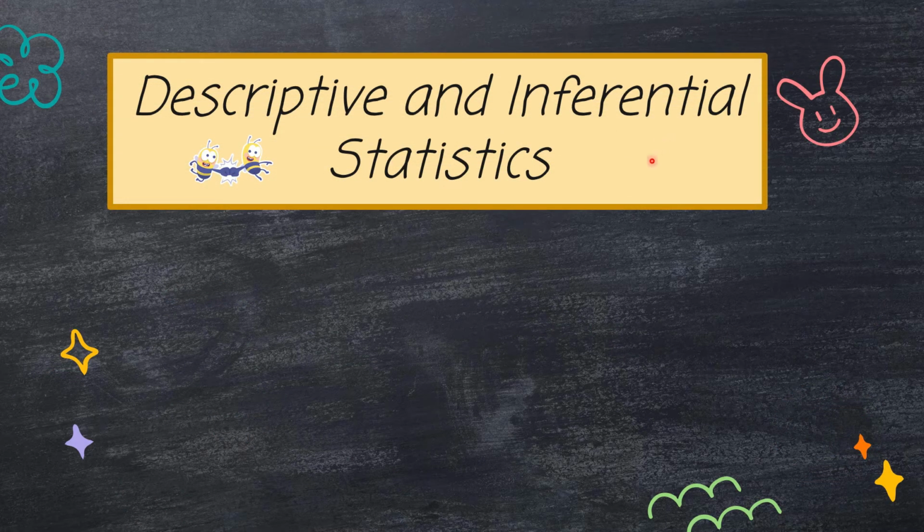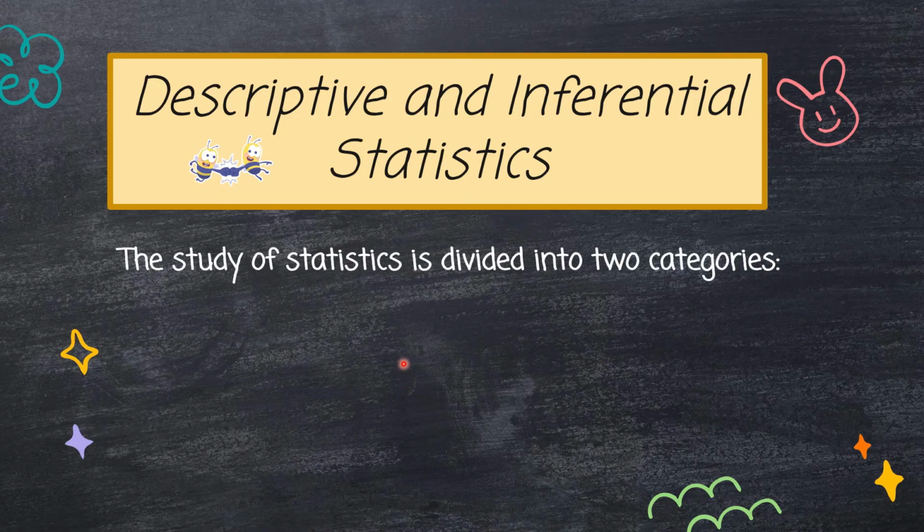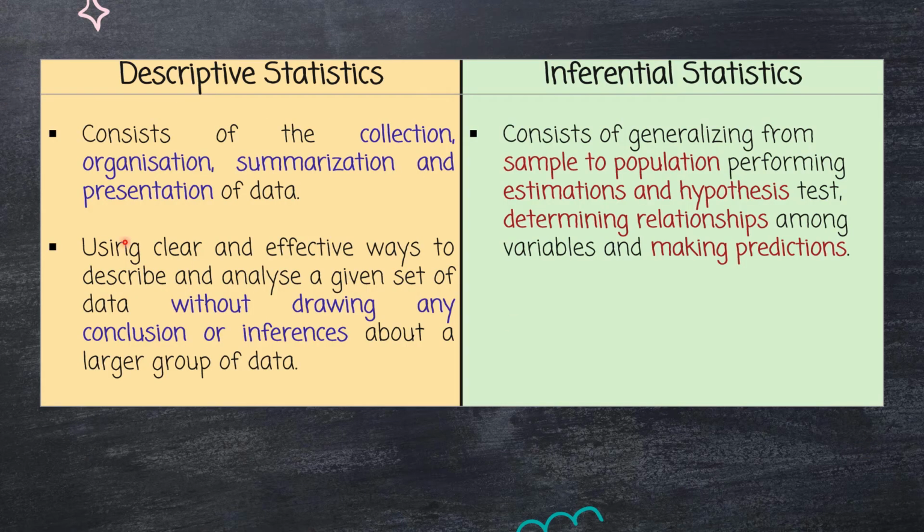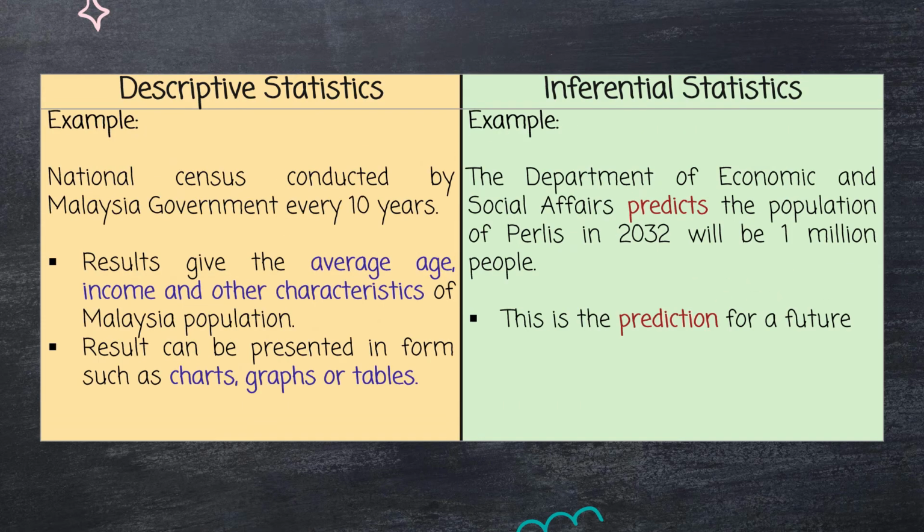Descriptive and inferential statistics. The study of statistics is divided into two categories. First, descriptive statistics. This consists of the collection, organization, summarization, and presentation of data. Descriptive statistics use clear and effective ways to describe and analyze a given set of data without drawing any conclusion or inference about a larger group of data.